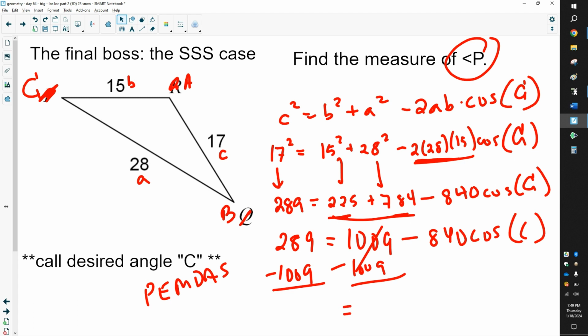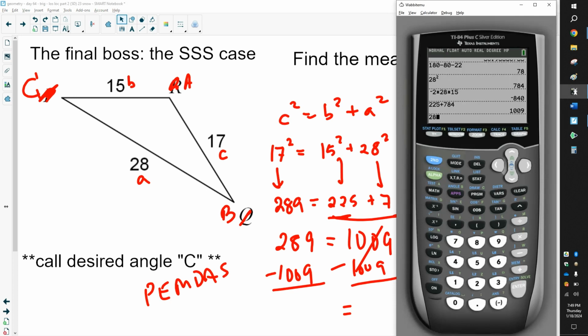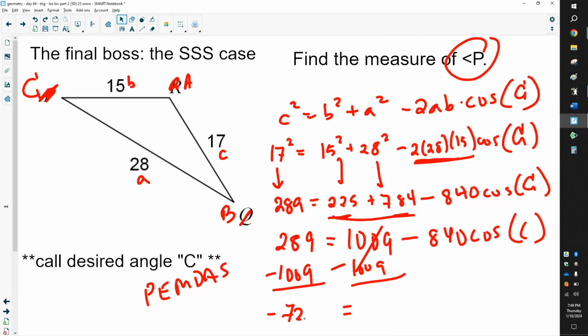So 289 minus 1009. I'll confess I also don't know. Could probably do that in my head, but not feeling interested in doing that. Negative 720 equals negative 840 cosine of C. Don't forget this negative right here. Important to bring it along.